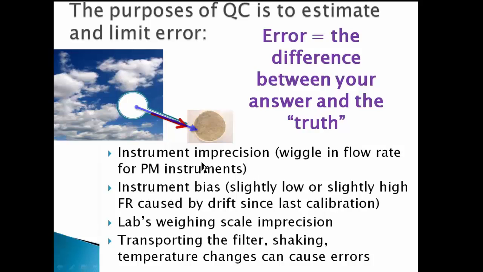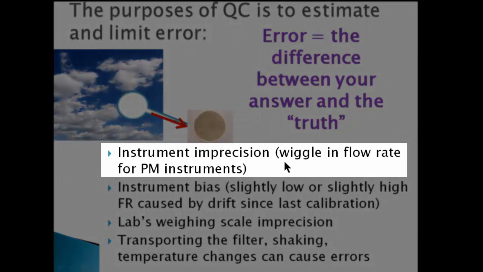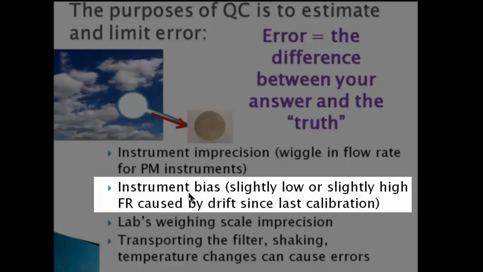First of all, you've got instrument imprecision. And the greatest factor for imprecision for particulate matter measurements is the wiggle, or the slight variation in flow rate. The flow rate cannot possibly be constant. There are going to be breaks in the voltage at some point. Just slight wiggles will cause wiggles in flow rate. It could cause drifts in flow rate too. And that's the critical thing for PM: the flow rate. Instrument bias, a flow rate that's slightly low or slightly high, could be caused by this drift since the last calibration, since the last time you said, okay, I'm going to make sure this is really running at 5 liters per minute.